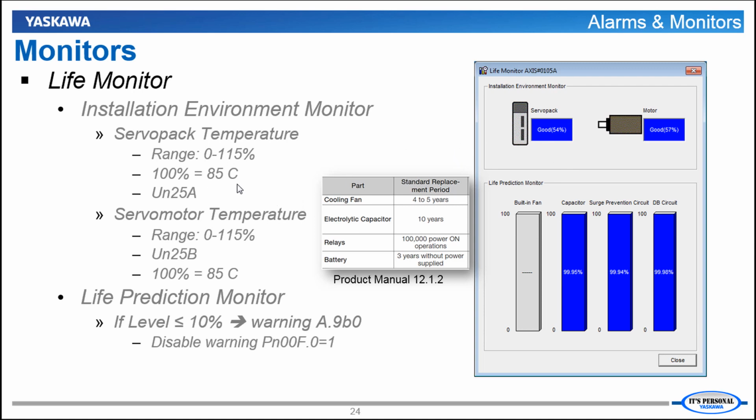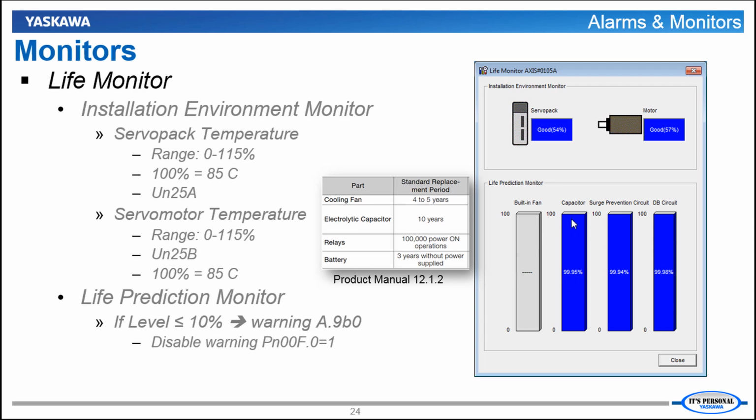to 85C. It's also worth mentioning that there are monitor numbers, 25A and 25B, which can be used by the controller if you want to pull this into the controller program and do any monitoring of the temperature in the controller program itself. The bottom half of this Life Monitor is the Life Prediction Monitor of the capacitor, surge prevention circuit, and dynamic brake circuit. And here are some of the specs for some of these components, particularly the capacitor here of 10 years. And so this is explaining the expected capacitor life that is remaining right now.